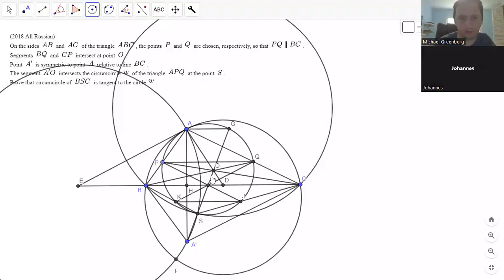Which is kind of the same. So if we take the midpoint, D is the midpoint of BC. So basically, we want to show that A, G, A prime... well, actually that wouldn't work. Drawing this.